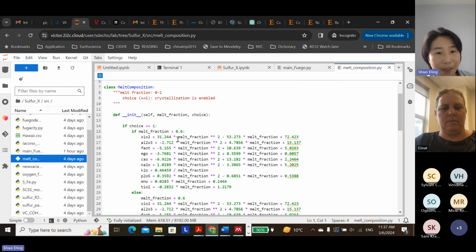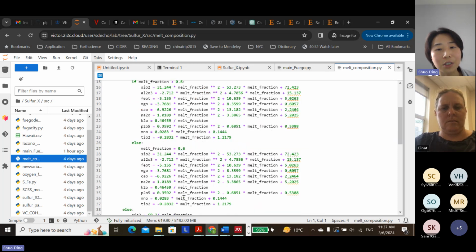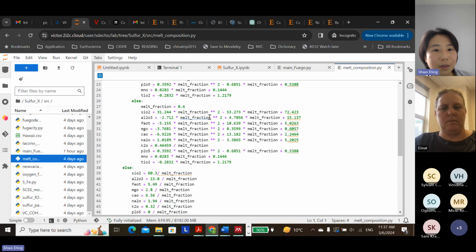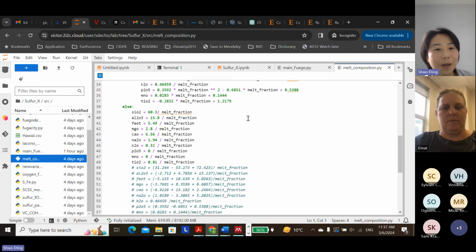And here it gives you a threshold, basically saying that when the melt fraction is smaller than a certain value, you stop changing the melt composition. And if you don't want the melt composition to change, then you change the melt composition here. So this else would be your initial melt composition, and it will stay almost the same.